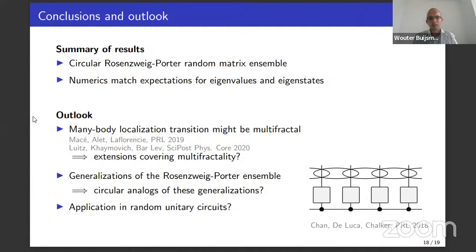It was proposed that the many-body localization transition is multifractal. I quoted this phase diagram some slides ago. More recently, more evidence has been gathered that many-body localization is indeed multifractal. And as you might have noticed, in the community of many-body localization, the phase diagram is getting more and more complicated. So it will be interesting to see if we can come up with generalizations of the ensemble that we proposed here that cover all these things like multifractality, etc.